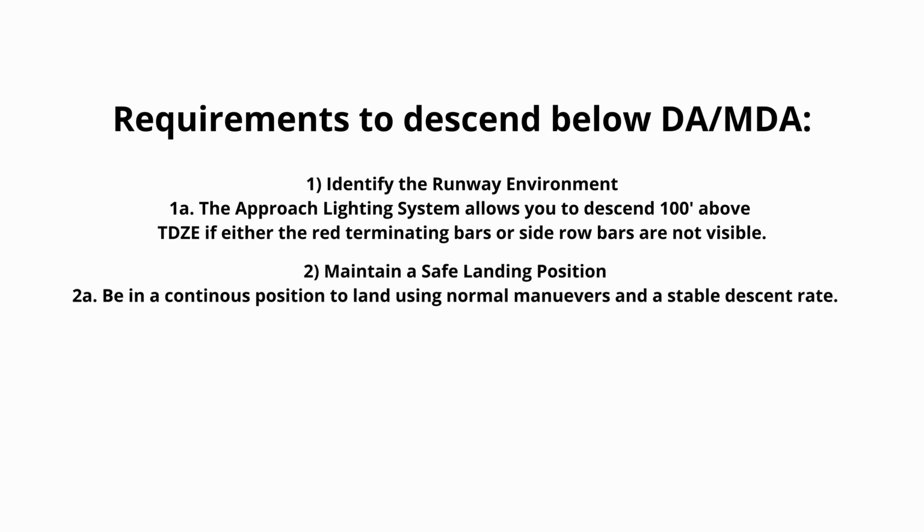The second thing you need to do is maintain a safe landing position. So the FAA requires an approach below MDA or DA to be in a continuous position for a normal landing using normal maneuvers. Now, they don't really define what exactly a stable descent or a stable approach is, but you can consider anything around 500 feet per minute to be a stable enough approach. The other thing is that you can't use extreme maneuvers to get down, so if you're using a forward slip to try and get down to the runway, you're probably not making a legal IFR landing.